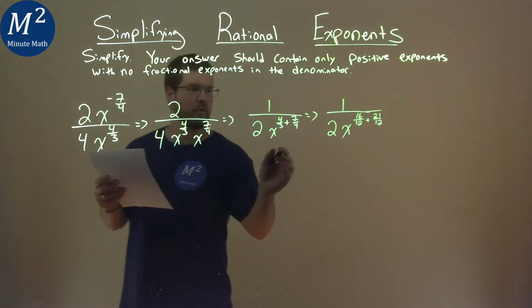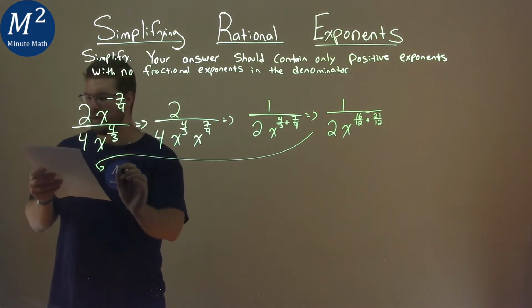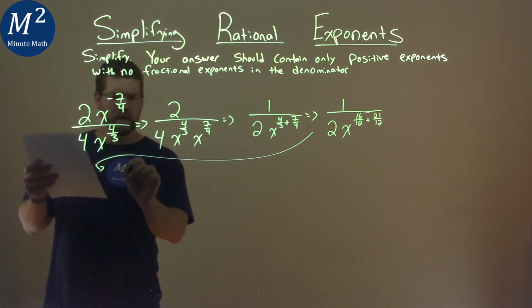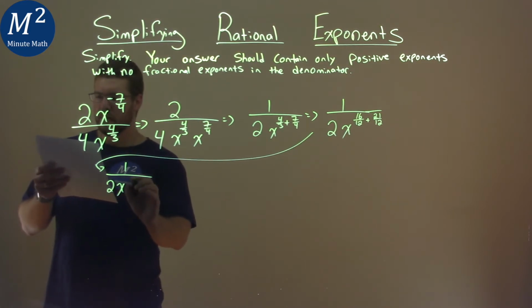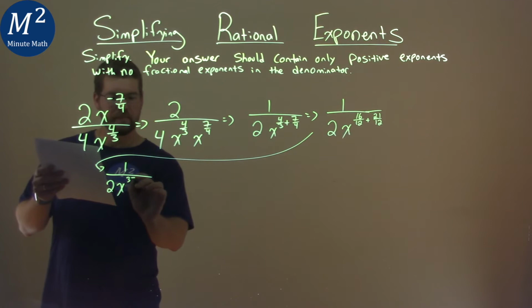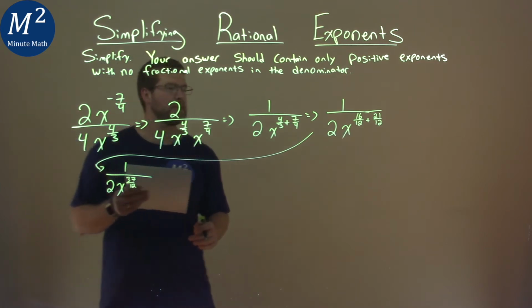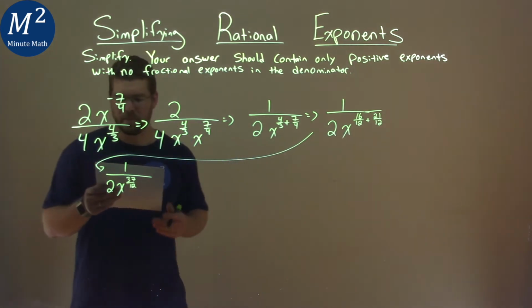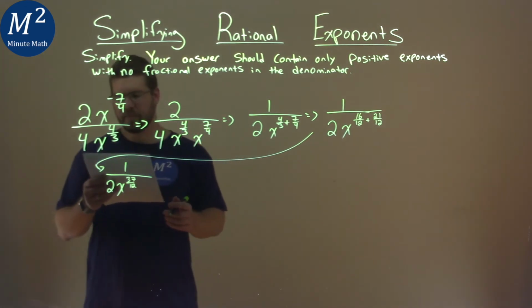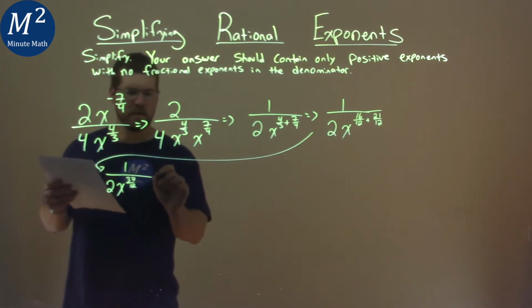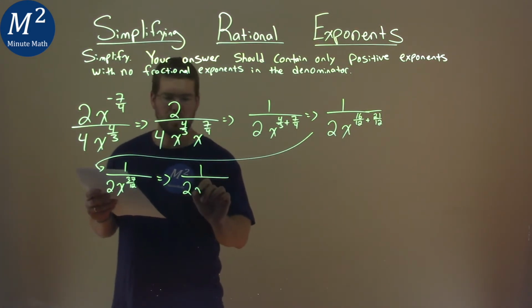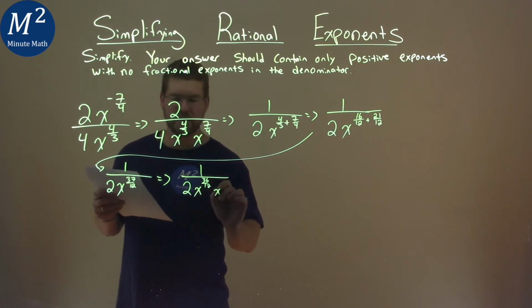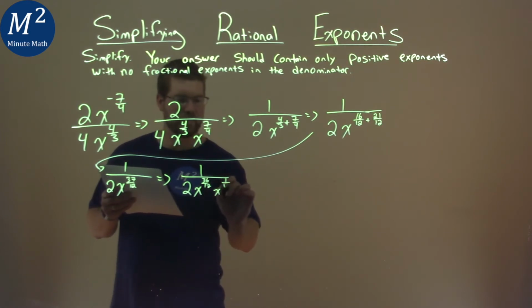and I'll put that work over here so you can see it. We have 1 over 2x to the 37/12 power. So 16 plus 21 is 37. Now here's where it gets a little tricky though. We want to separate this out a little bit. So we have 2 times x to the 36/12 power, and then we have x to the 1/12 power.